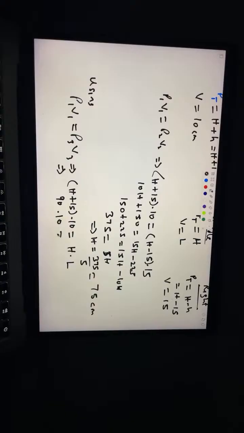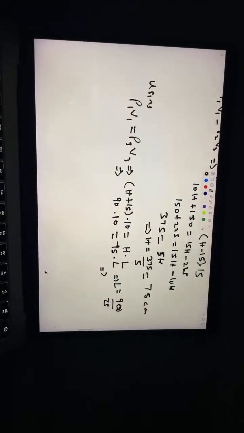90 times 10 equals 75 times L. So that implies that L equals 900 over 75, which is 12 centimeters.